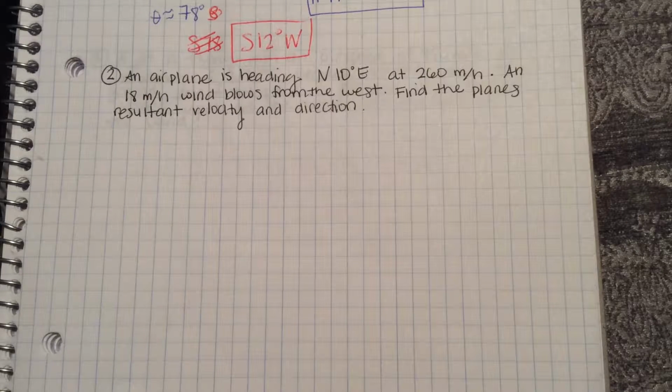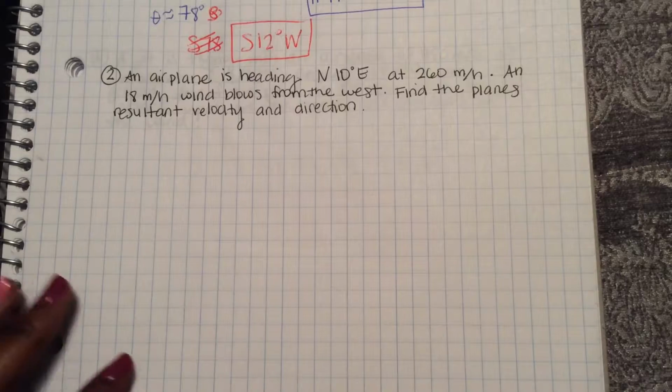An airplane is heading north 10 degrees east at 260 miles per hour. An 18-mile-per-hour wind blows from the west. Find the plane's resultant velocity and direction. So I need a visual of this.